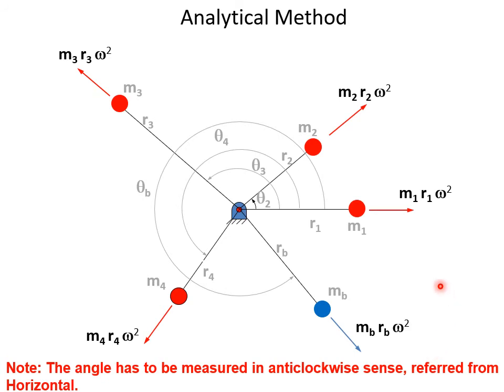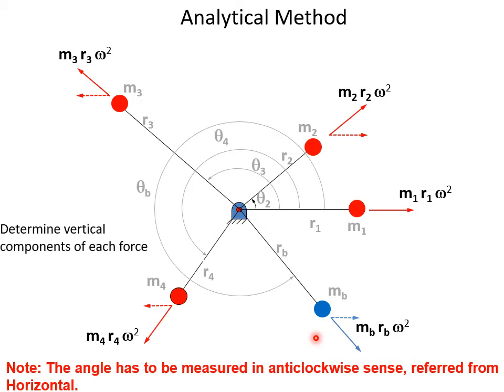So we show you the same figure. There are four masses which are unbalanced masses, and there is one mass with which we are going to balance. So we resolve all the forces into horizontal and vertical components, starting with m1 r1 omega square. m1 r1 omega square is anyway horizontal, so we start determining the horizontal components. For m2 r2 omega square, we take a horizontal component. We take a horizontal component for m3 r3 omega square, a horizontal component for m4 r4 omega square, and in the same way a horizontal component for mb rb omega square.